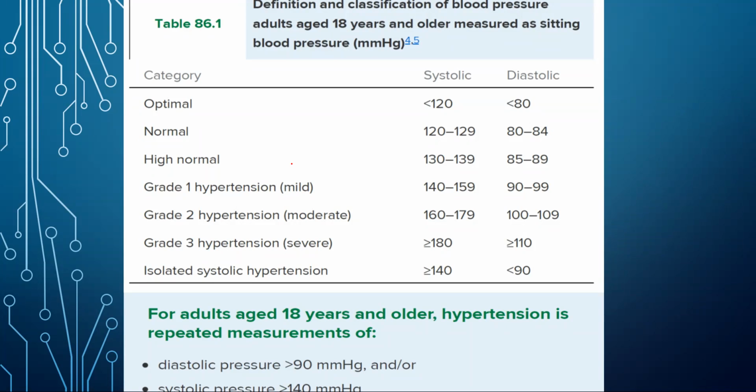So normally we measure blood pressure from 18 years of age in Australia. For 18 years and older, hypertension means that if systolic pressure is more than 140 or diastolic pressure more than 90, that is hypertension.